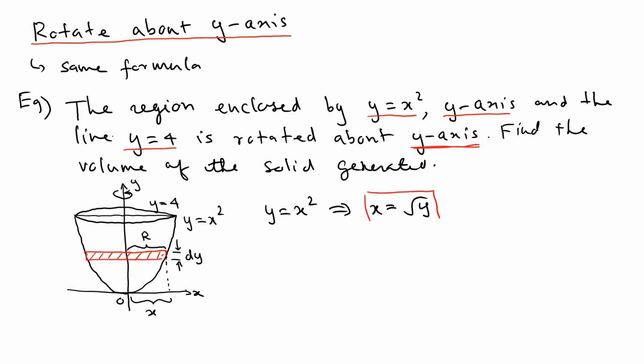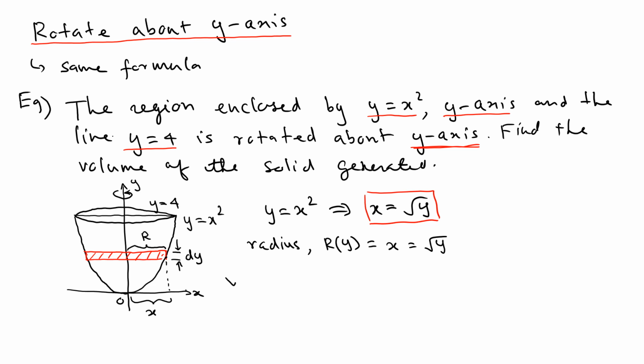We have to write everything in terms of y in this case before you integrate. And the radius is a function of y now, because we have to express it that way. This is simply the x coordinate. You can see the radius is equal to the x coordinate, so x equals square root y. So that's how you get it.